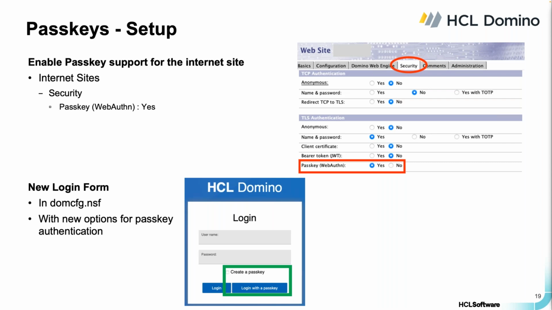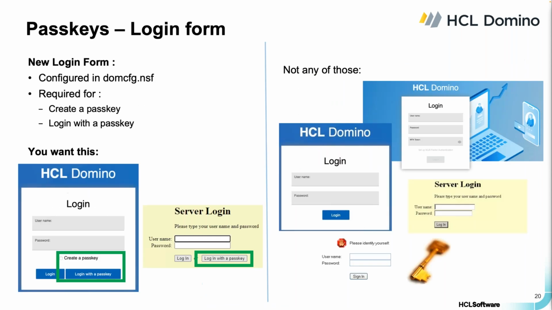So once the database has been created, you can update your internet site configuration to enable passkey web login. As shown here, switch the toggle to yes. The next thing is you want the login form to look like this. And that potentially means you need to change or update the configuration of DOMCFG or even change the template.